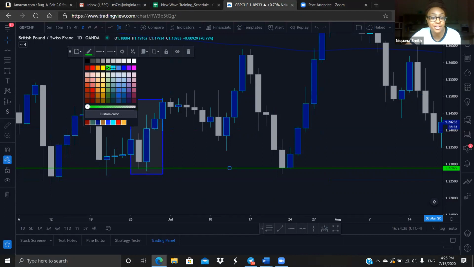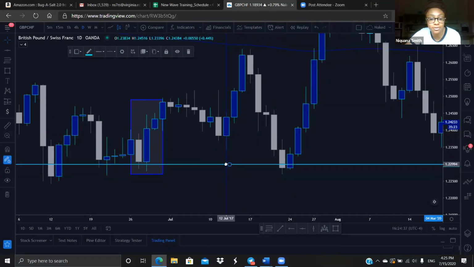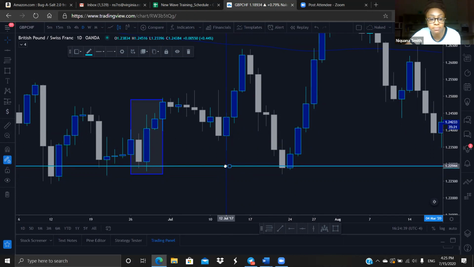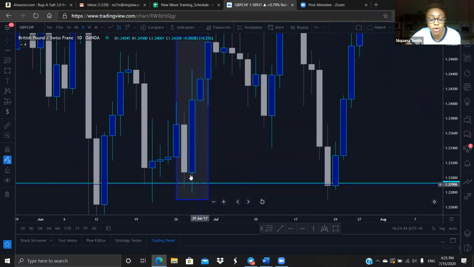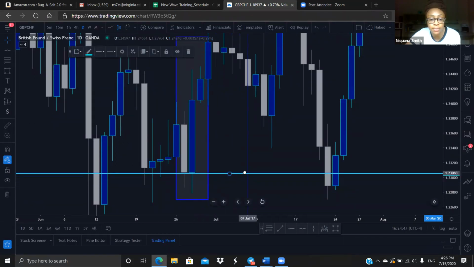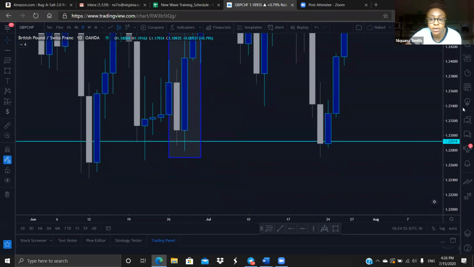I'm going to turn this to a different color, a blue color, and I'm going to align it here. The wicks are kind of long, so I'm going to put it in the middle of the wick. When the wicks are kind of long, you place it in the middle of the wick. If they're short, you can place it at the body. We're going to place it at the middle of the wick so we can reduce even more drawdown.